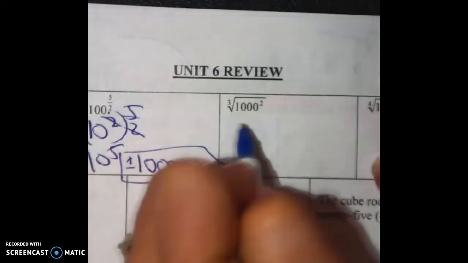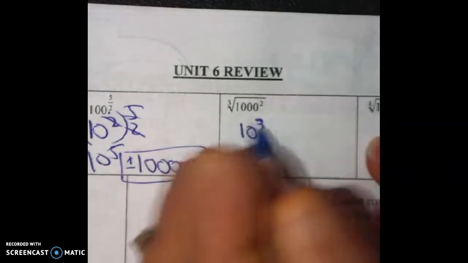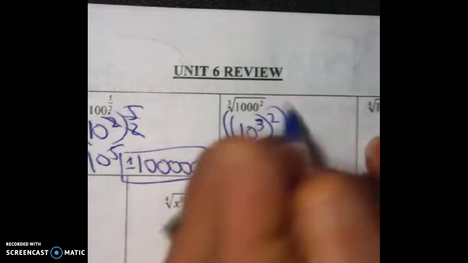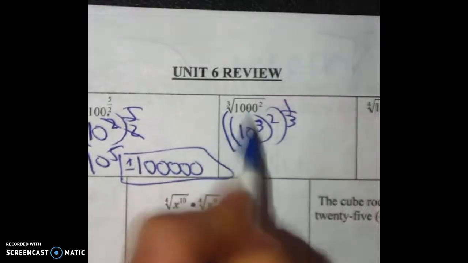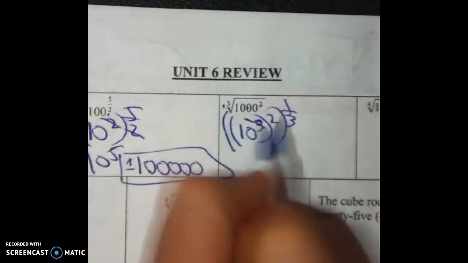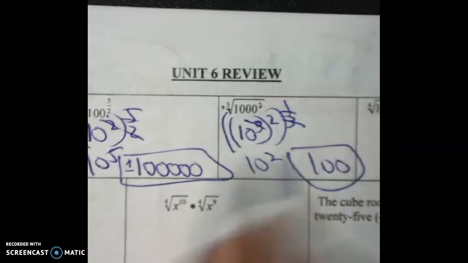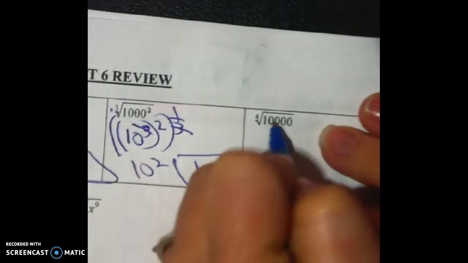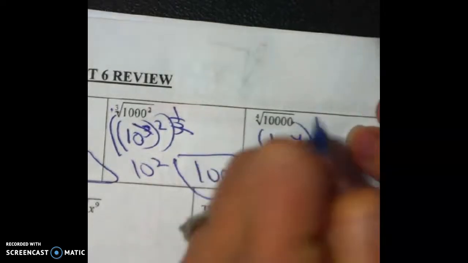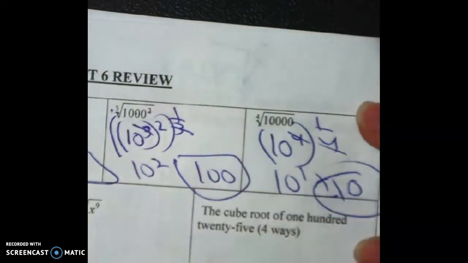Okay. Next one, this is 10 cubed squared to the 1/3. If you want to write it a different way, that's fine. I just was taking each one. So there's the cube, there's the squared, there's the 1/3, bye-bye. 10 squared is 100. It's a cube root, so no plus or minus. This is 10 to the 4th, to the 1/4, bye-bye. 10 to the first is 10, 4th root, plus or minus.